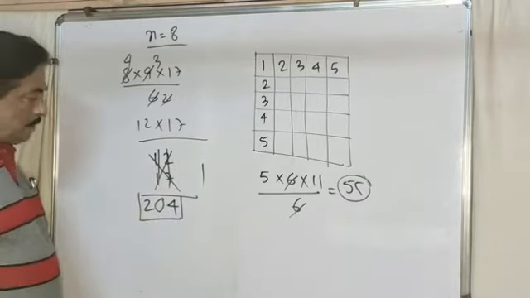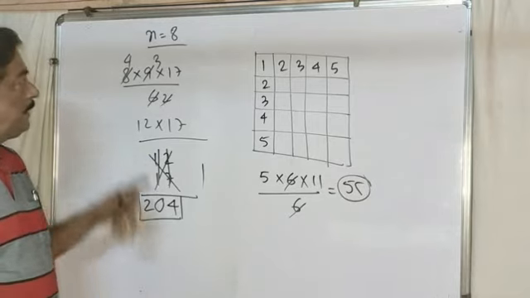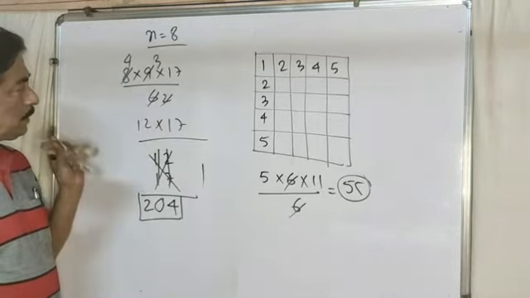So the chessboard number of squares is 204. You have to remember it from home. Or you can find it with n into n plus 1 into 2n plus 1 by 6.